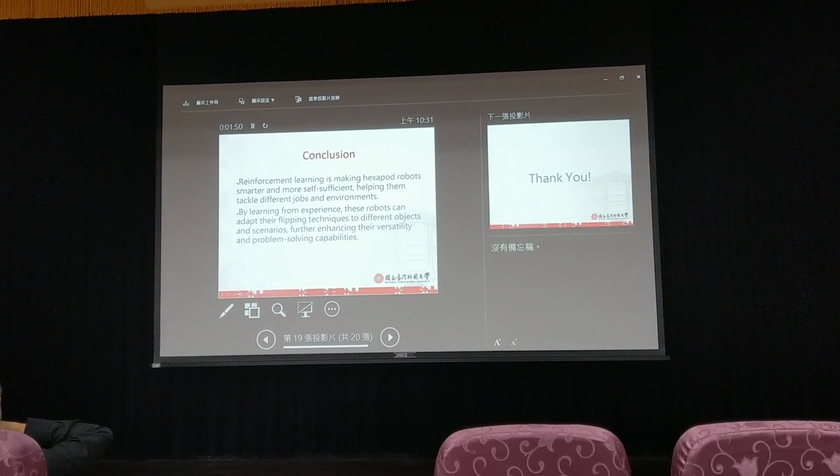The conclusion: reinforcement learning is making robots smarter and more self-sufficient, helping them tackle different jobs and environments. By learning from experience, these robots can adapt their flipping technique to different objects and further enhance their versatility and problem solving capabilities.